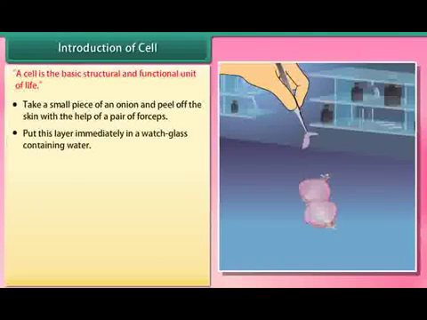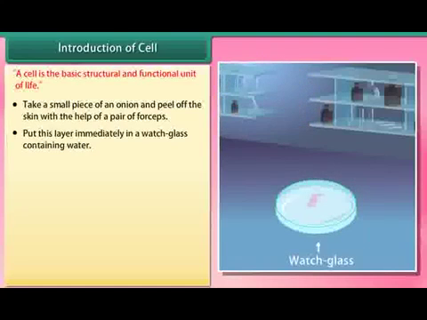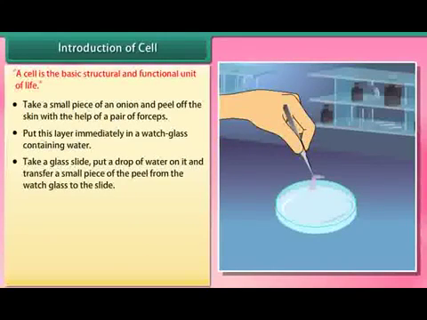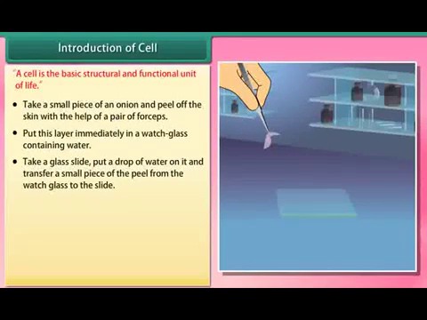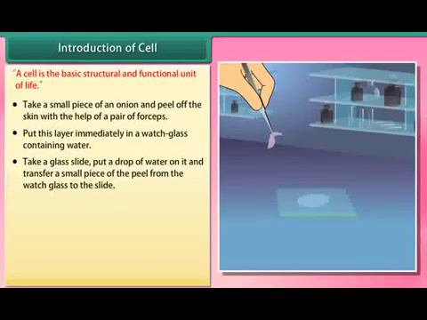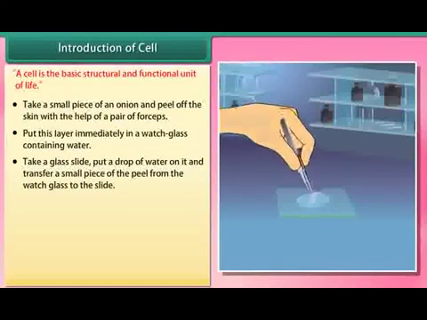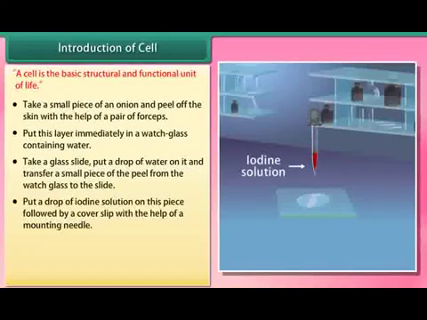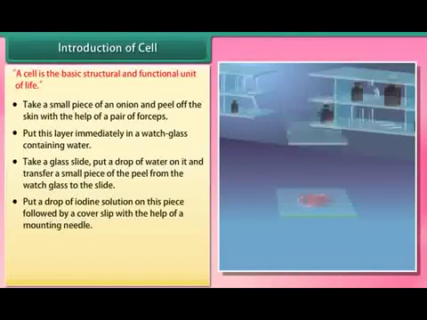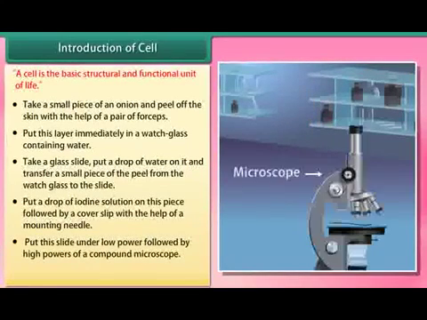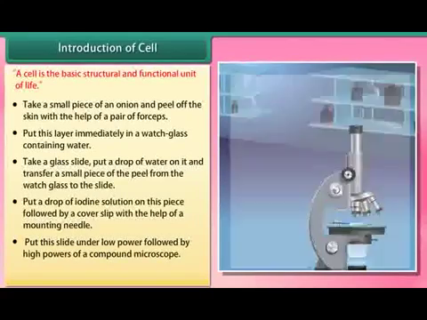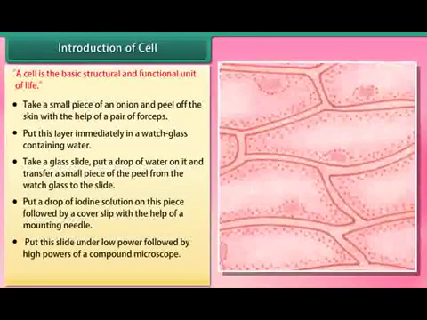Put this layer immediately in a watch glass containing water. Take a glass slide, put a drop of water on it, and transfer a small piece of the peel from the watch glass to the slide. Put a drop of iodine solution on this piece, followed by a cover slip with the help of a mounting needle. Put this slide under low power, followed by high powers of a compound microscope.